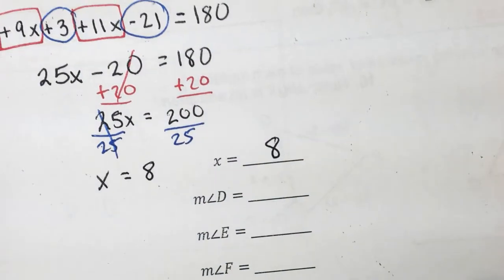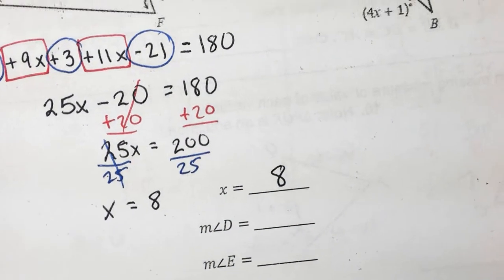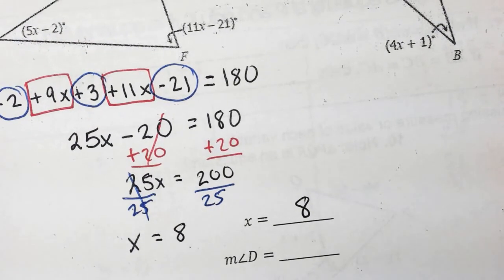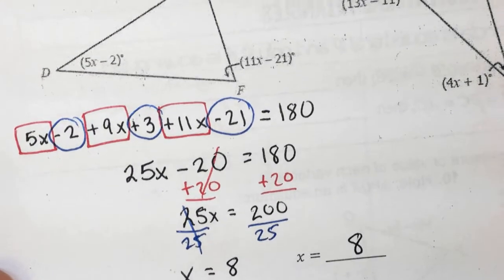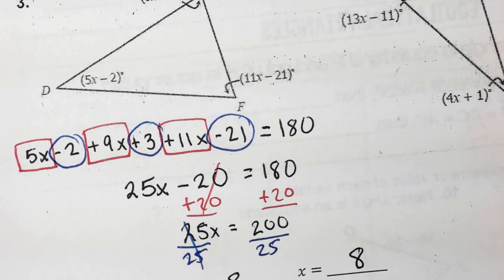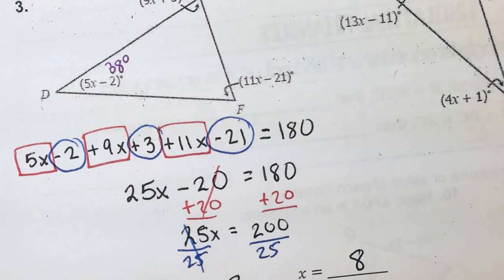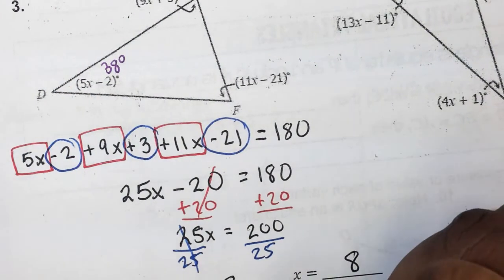And after that, we need to find the measure of angle D, measure of angle E, measure of angle F. D first, 5 times 8 minus 2. Excuse me, I'm saying the wrong thing. I heard two different numbers. Hold on. 5 times 8 is 40, ain't it? Minus 2? 38 degrees. That's angle D.